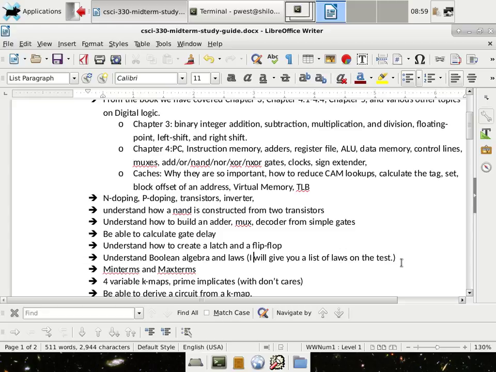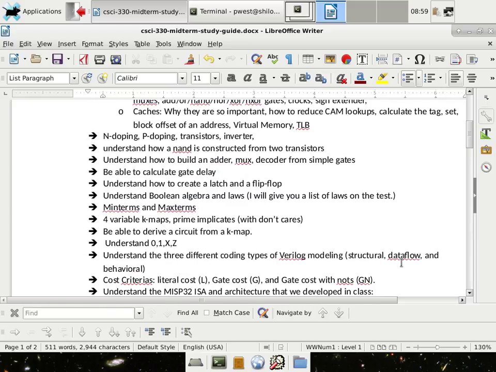I will give you a list of laws on the sheet. I'm not going to throw a crazy proof. I just want to make sure you understand how Boolean algebra works. Minterms and maxterms. Y'all remember those? We're gonna have to review a lot.